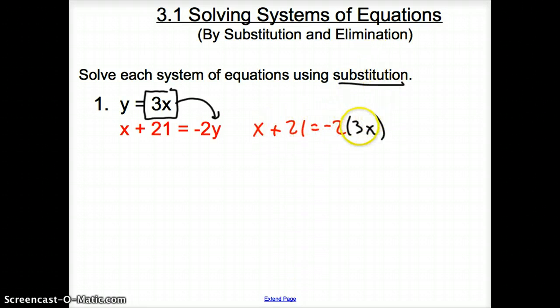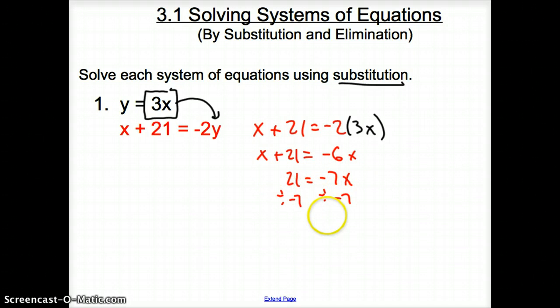Now once you do that, you did the hard part. Now all we have to do is solve for x. So let's try and solve for x. I'm bringing this stuff down, so it's x plus 21 equals a negative 6x because I multiplied it out. Now let's get x's all on the same side. I'm going to subtract this x over to the other side. So I get 21 equals negative 7x. Then I divide by negative 7 on both sides. So now I get x equals a negative 3.